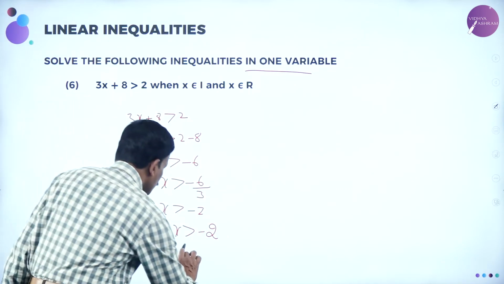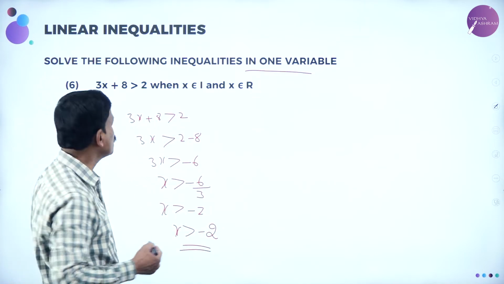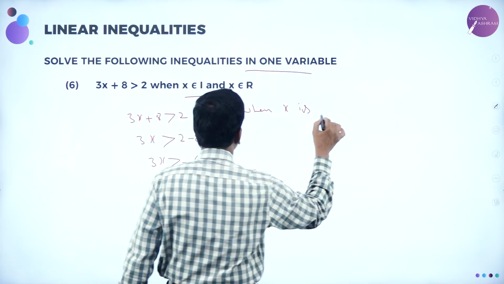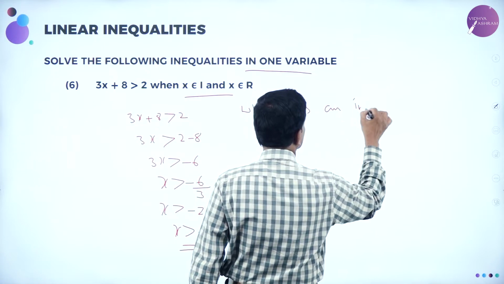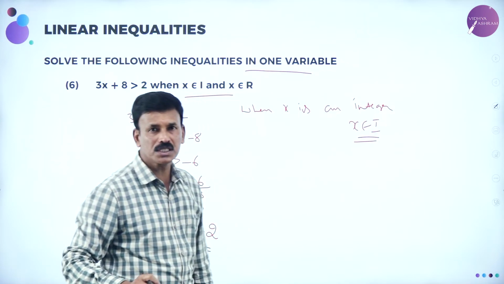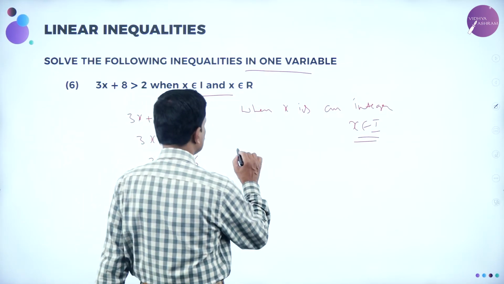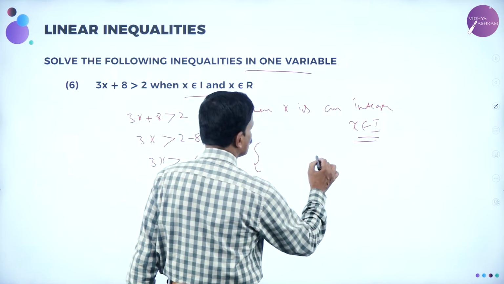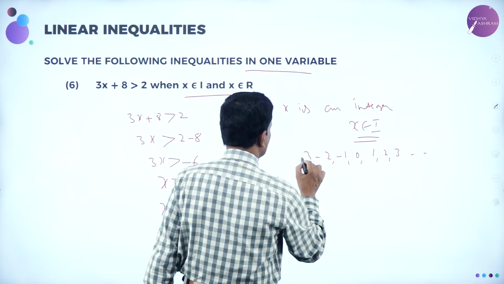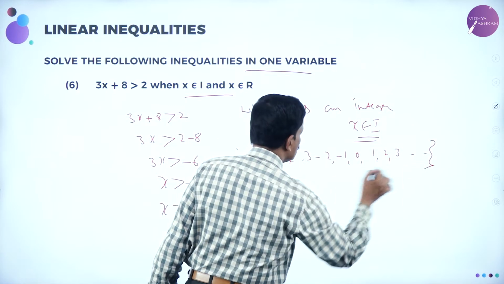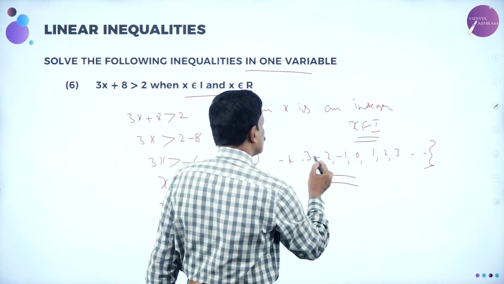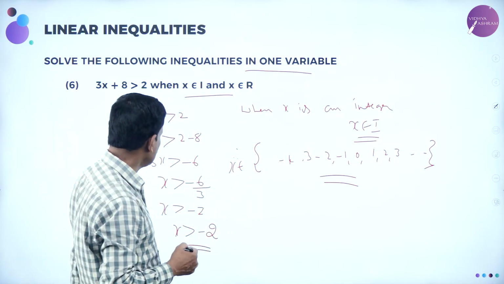Now, therefore, x is greater than minus 2. Now, there are two cases. Case 1, when x is an integer, that is, x belongs to I. If x belongs to I, what is the solution set? So, when x is an integer, the solution set is minus 2, minus 1, 0, 1, 2, 3, etc., minus 3, minus 4, etc. This is the solution set. x belongs to 0, 1, 2, 3 and minus 1, minus 2, minus 3, etc., where x is greater than minus 2.